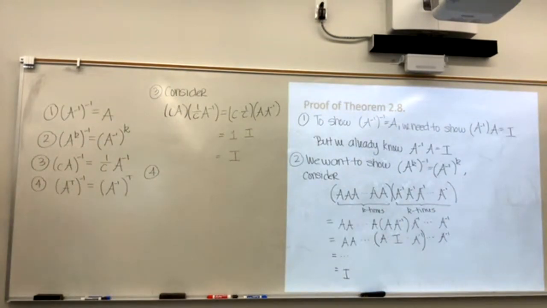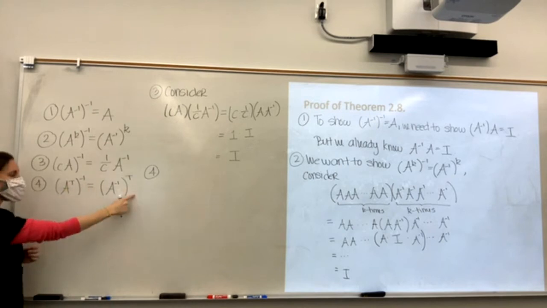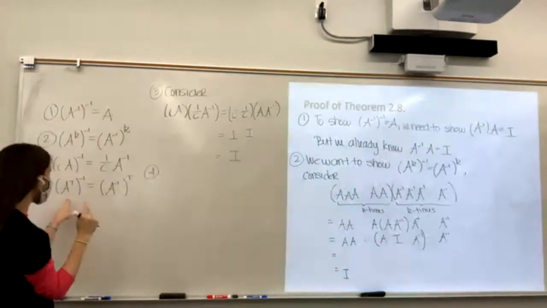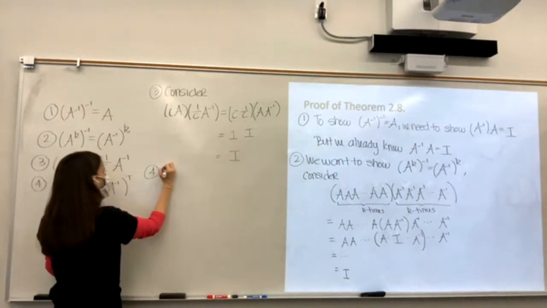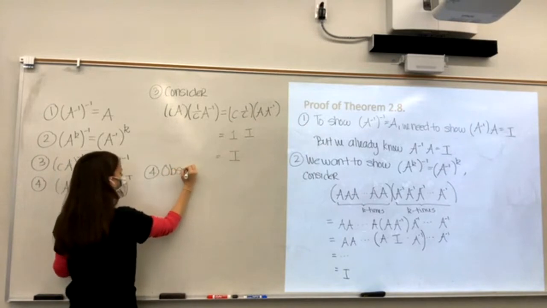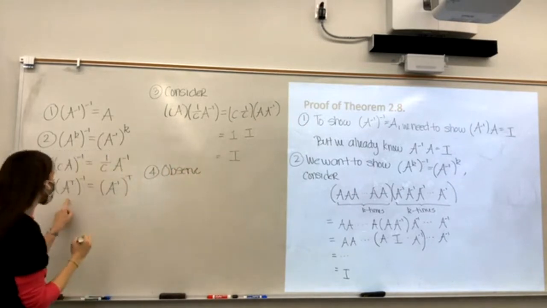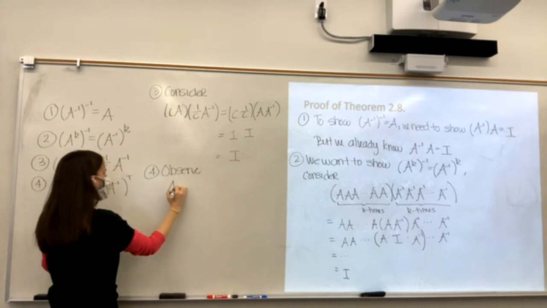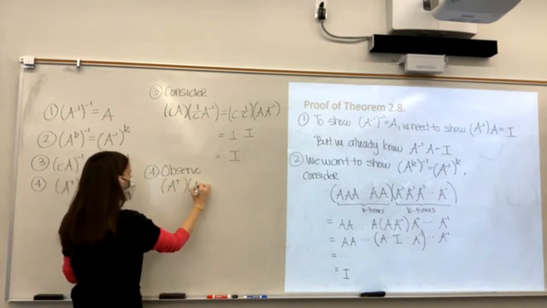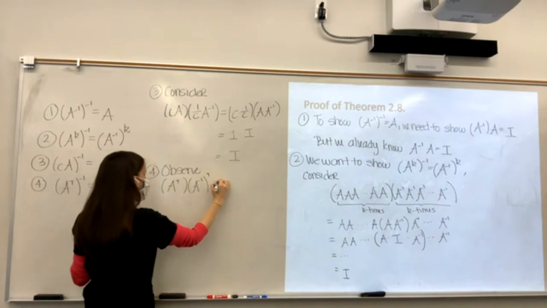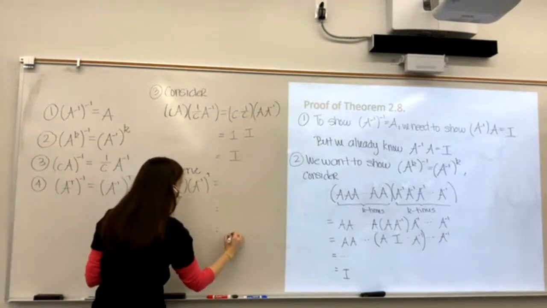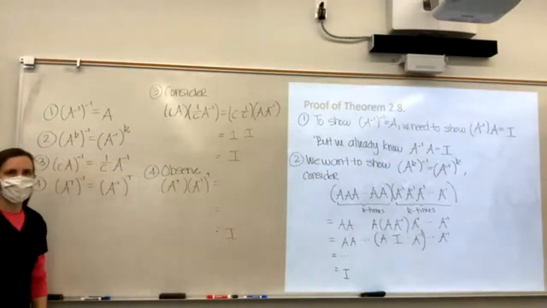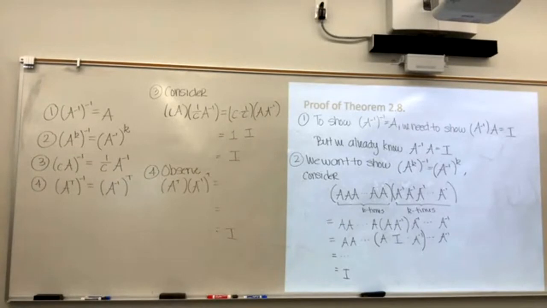All right, last but not least, we want to show the inverse of the transpose is the transpose of the inverse. This one's the most interesting, I think. So, observe. I want to show that when I multiply those two things together, A transpose times the inverse of A transpose, again, I get the identity.